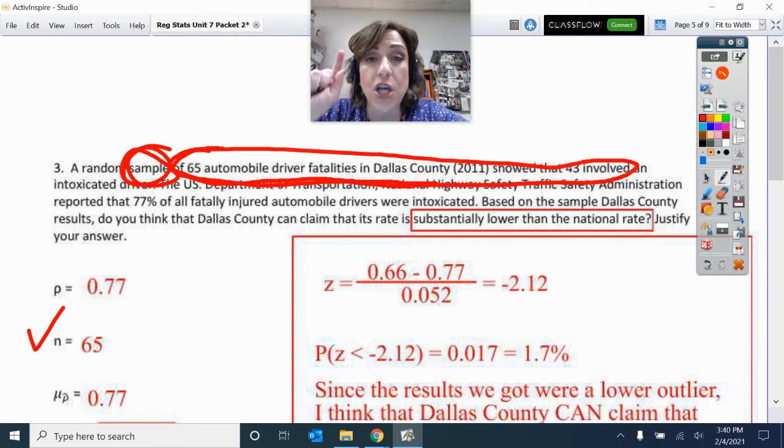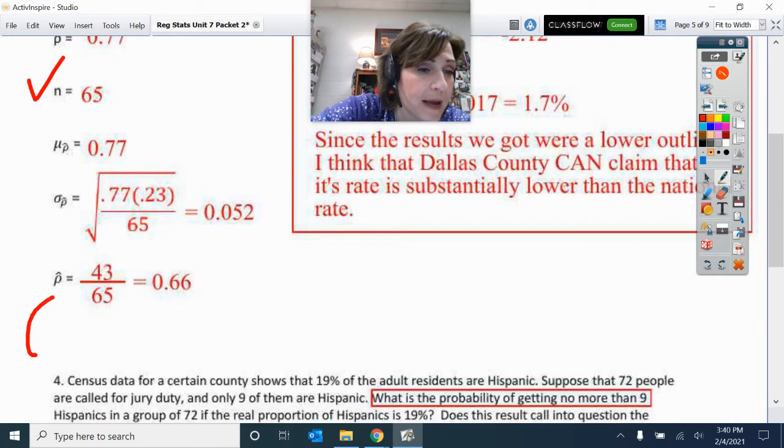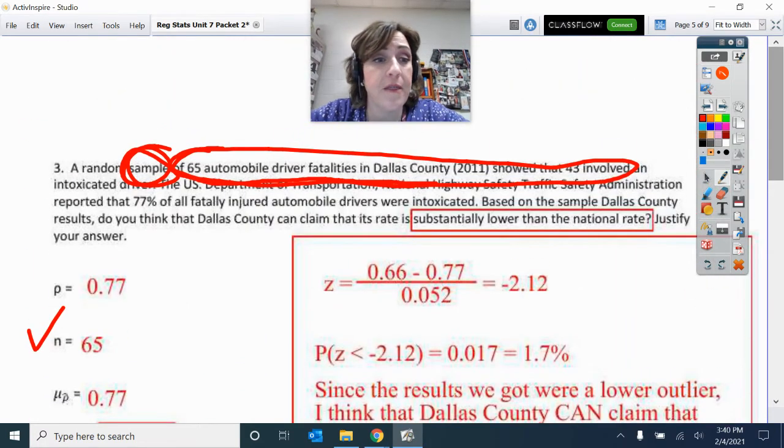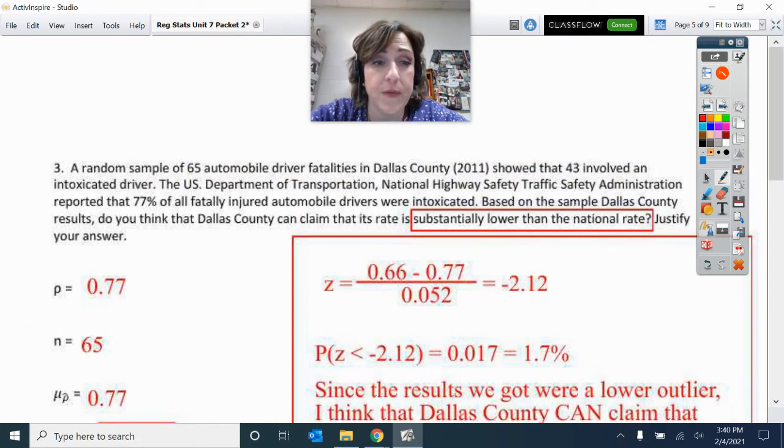So this is used to get my sample proportion. That is why my p hat is 43 over 65. My p hat, my sample results, were 0.66. Then the national U.S. Department of Transportation, the National Highway Safety Patrol, says this is the current rate. That's the current rate. So that is what the population is having.